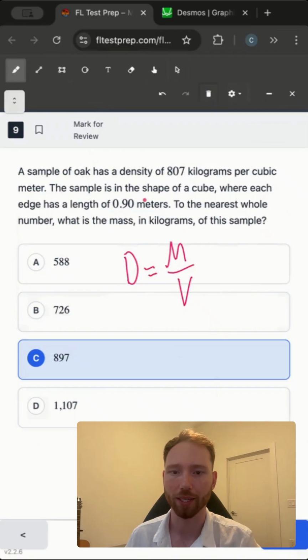A sample of oak has a density of 807 kilograms per cubic meter. The sample is in the shape of a cube where each edge has a length of 0.9 meters. To the nearest whole number, what is the mass in kilograms of the sample?